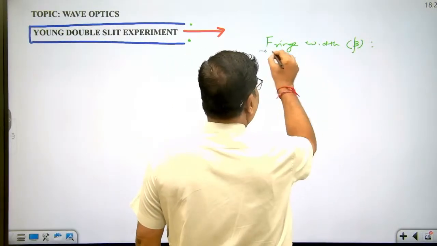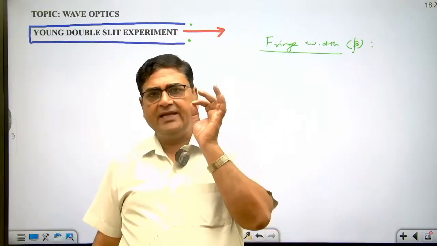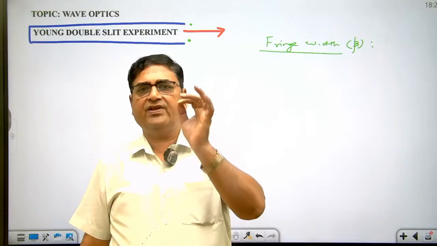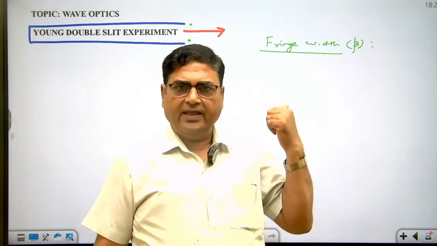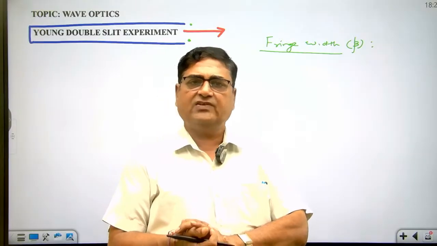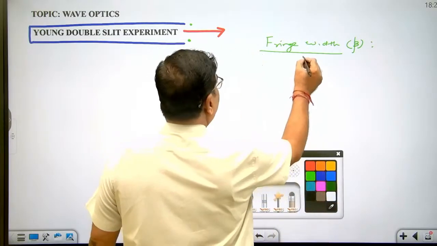What is fringe width? Distance between any two consecutive bright fringes or distance between any two consecutive dark fringes is known as fringe width. In the experiment of interference of light, fringe width remains the same for bright fringes as well as for dark fringes. Okay, that we will see here. So what is fringe width here?